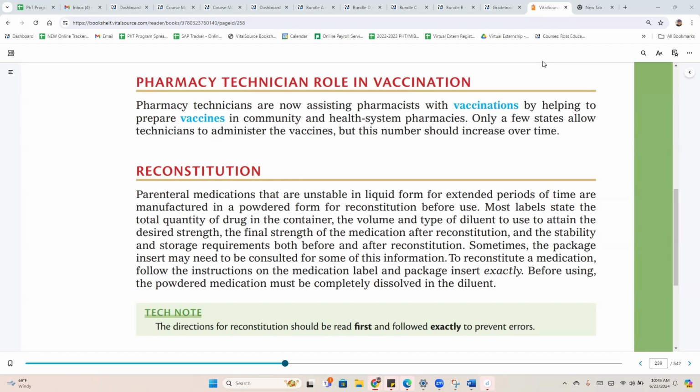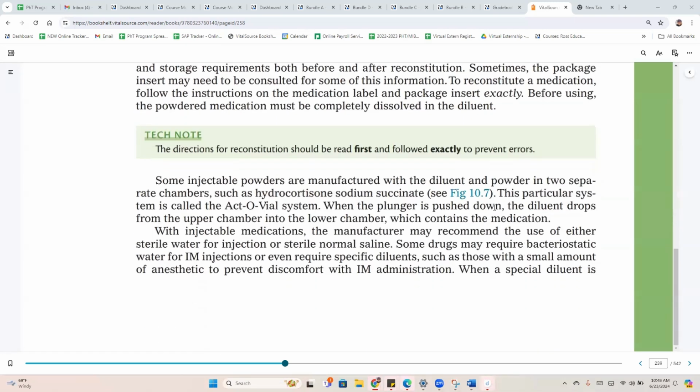To reconstitute a medication, follow the directions on the medication label and package insert exactly. For use, the powdered medication must be completely dissolved into the diluent. Some injectable powders are manufactured with the diluent and the powder in two separate chambers, such as hydrocortisone sodium succinate. This particular system is called the Act-O-Vial system. When the plunger is pushed down, the diluent drops from the upper chamber into the lower chamber, which contains the medication.